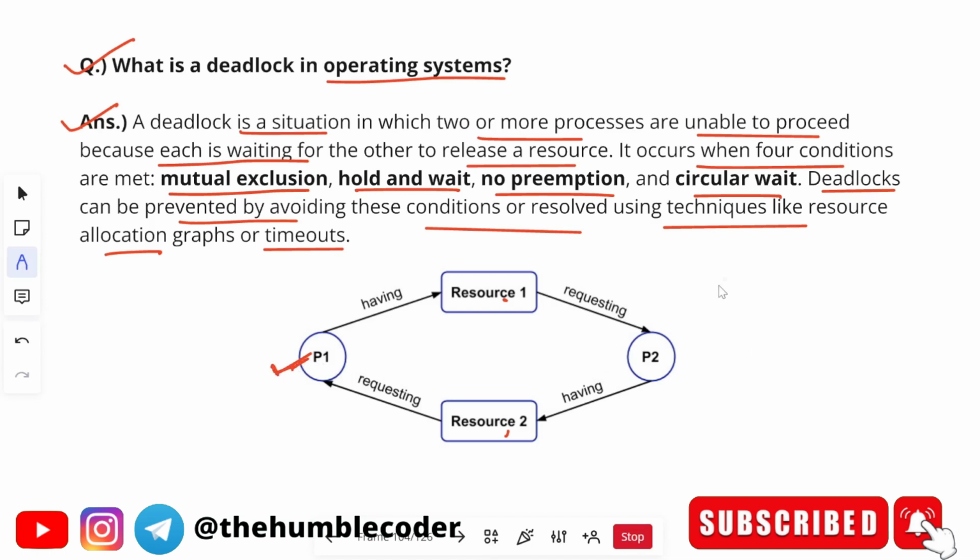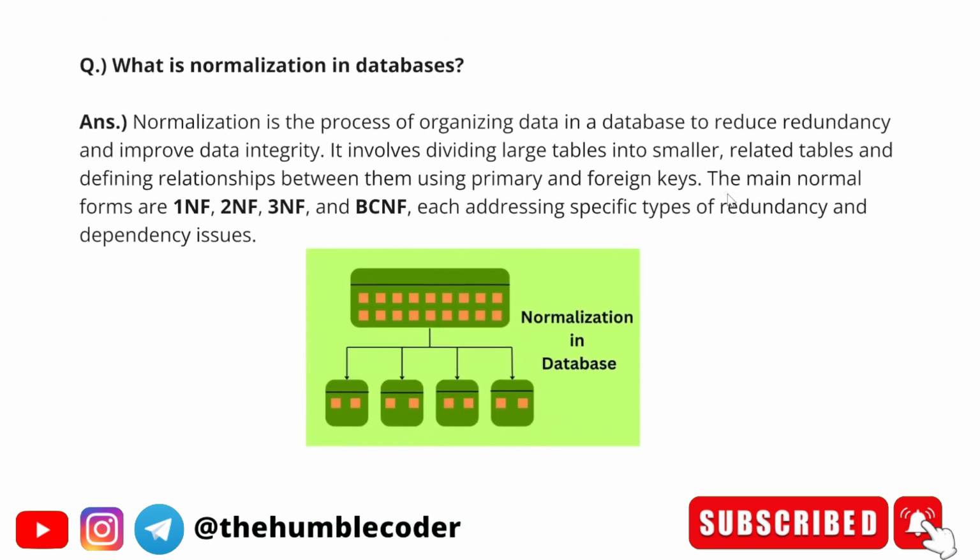So this is called a deadlock scenario, and there are different methods to get rid of deadlock scenarios. Basically there are four conditions which we have mentioned: mutual exclusion, hold and wait, no preemption, and circular wait. If these four are met, then deadlocks can be avoided. Moving on to the next question.